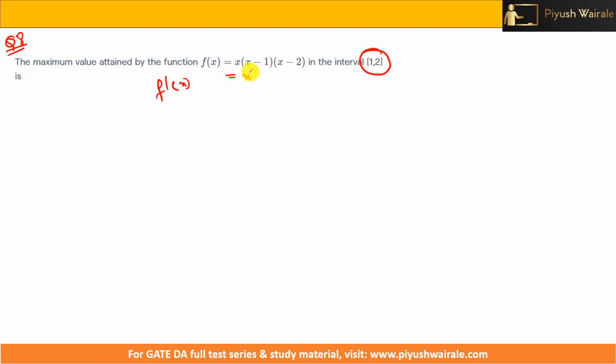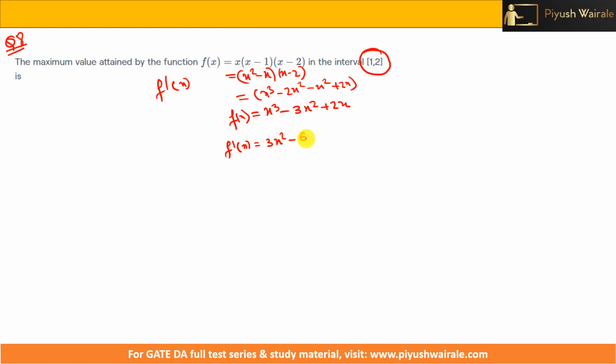So what will I get? x square minus x, times x minus 2. So x cube minus 2x square minus x square plus 2x, that will be x cube minus 3x square plus 2x. So this will be my f of x after simplification. Now just take the derivative: 3x square minus 6x plus 2 will be my f dash of x.